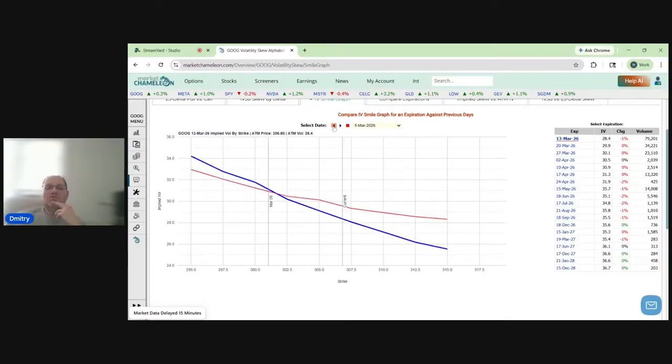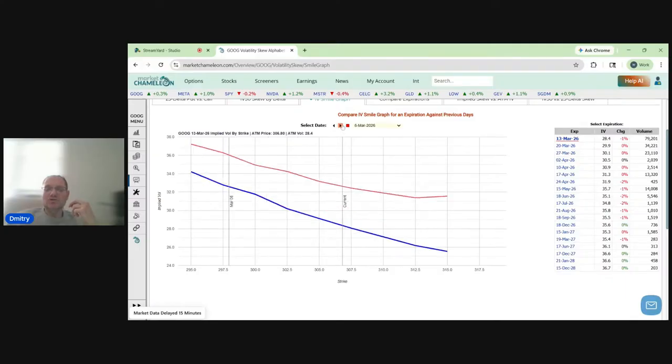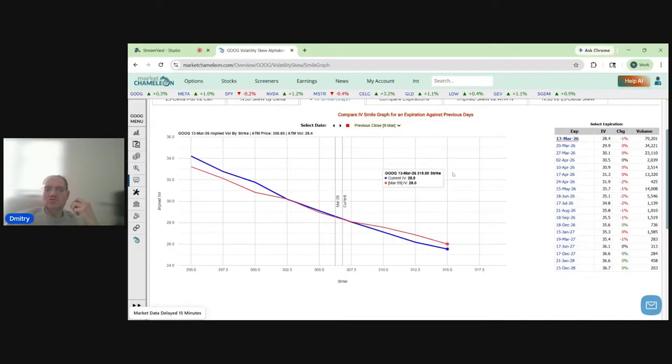That's from March 5th, March 4th. So we could see how it progressed over time, right? So that's the red line. The blue line is the current line. The red line is changing days. Okay. So how it evolved over time.